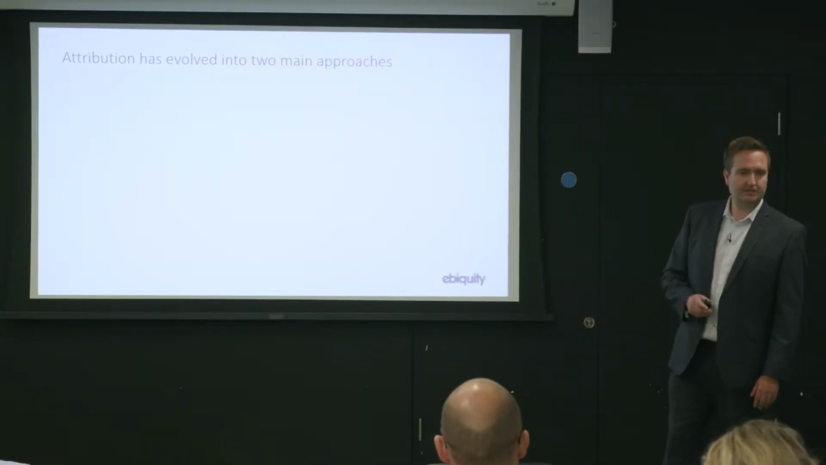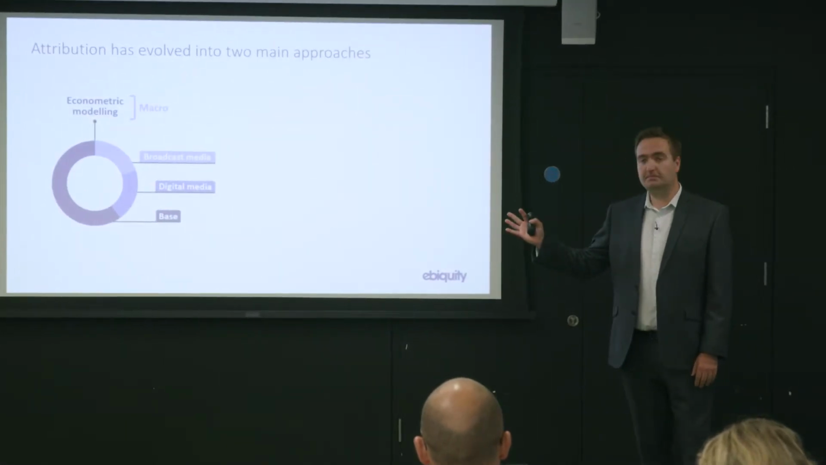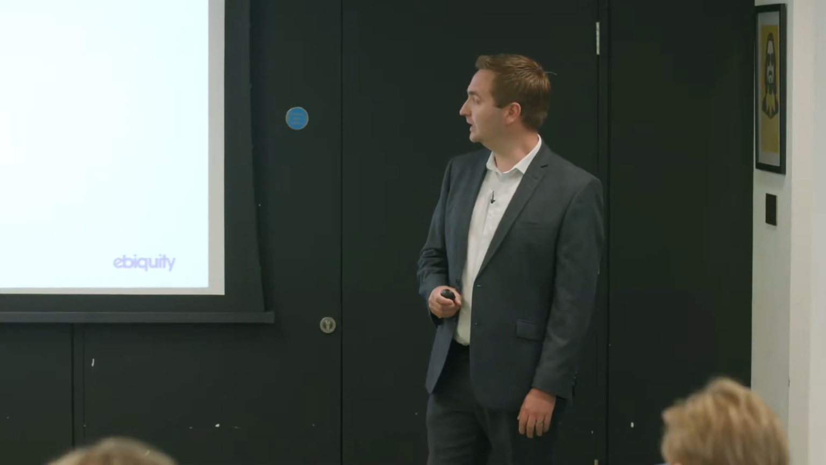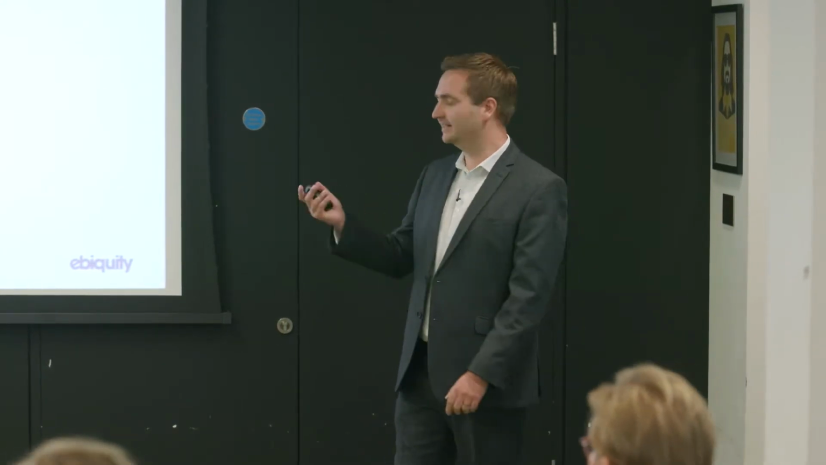So attribution has evolved into two main approaches. I'm sure many of you are aware of econometric modelling. It gives you an aggregate overview of what is driving your business KPIs. It understands the role of media, digital media, but in the context of all your other drivers. So it understands it in relation to price, promotion, seasonality, weather.